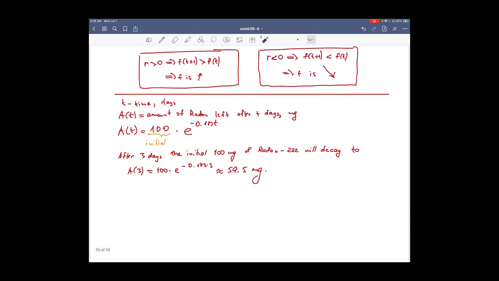If you were to forget the minus sign here, if you were to take a plus here, you could correct yourself when you obtain a number greater than 100 milligrams. That would have told you immediately that your radon is not decaying, it's growing. And at that point, you could realize something was wrong. So what is wrong is the minus.